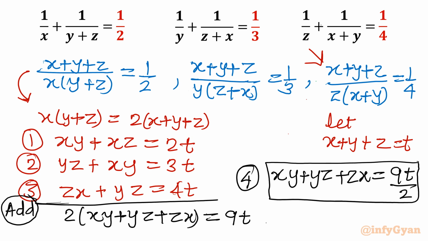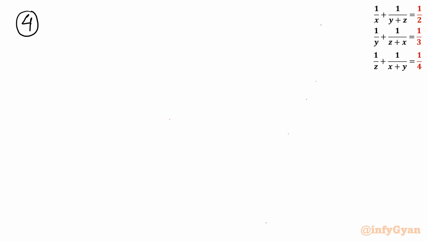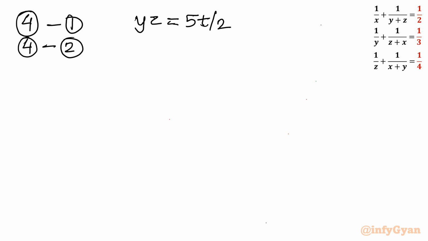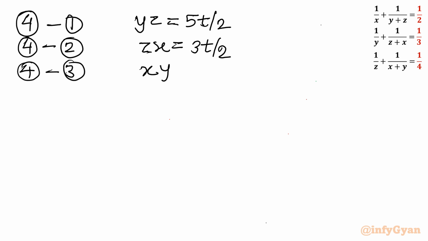Now see, once I take away 1 from 4, only the yz term will be left. If I take away 2 from 4, I will respectively collect the individual terms. So let me consider 4 minus 1. I would be getting yz is equal to 5t over 2, 2.5t, that is 5t over 2. Let us consider 4 minus 2. I will be writing zx is equal to 3t over 2. You can check. If I take away equation 3 from 4, the left-hand side will have only xy, equal to t over 2.